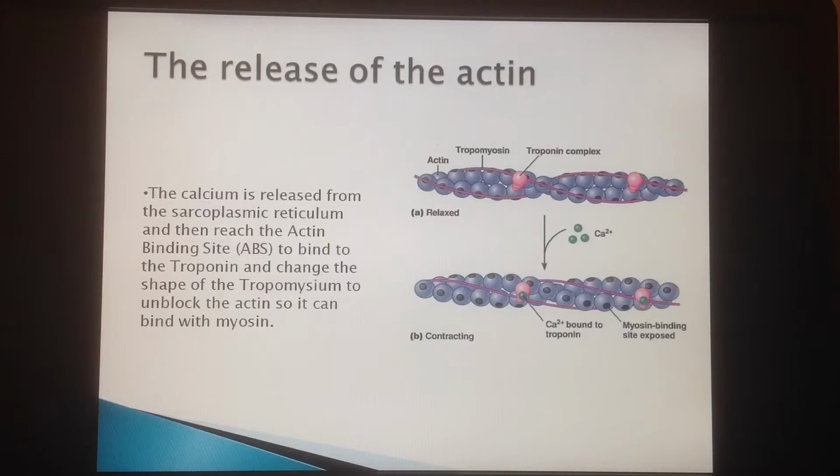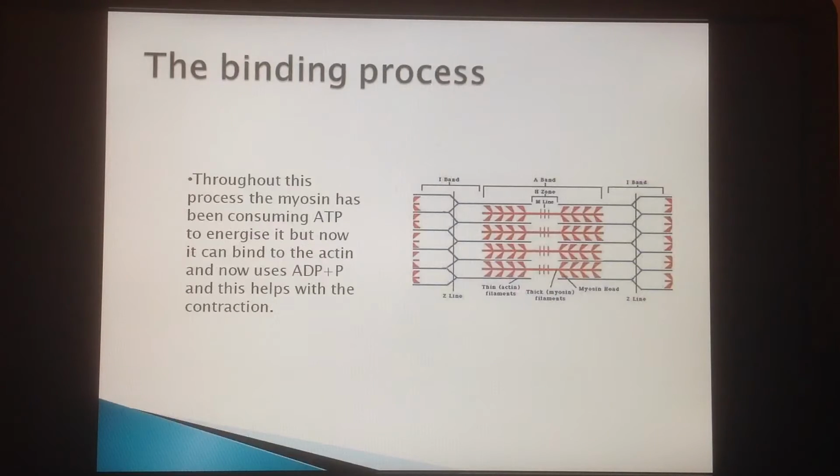Calcium binds to troponin, changes its shape, and then moves the tropomyosin. These two cover the actin binding site. After the calcium has completed that, the actin is released to then bind with the myosin. These two can then bind together and force a muscle contraction.